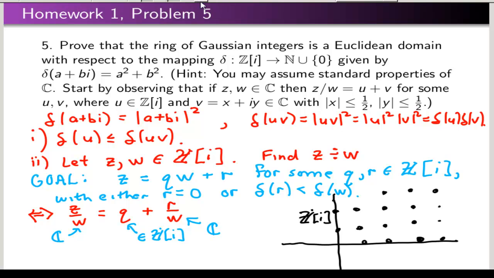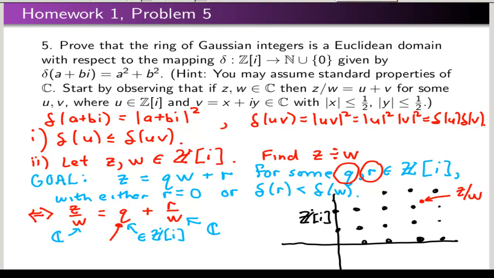And somewhere in this plane we have z over w, this complex number. So maybe it's right there. And your goal now is to produce q and r. Okay, so I want to say that this complex number z over w is some Gaussian integer q plus a small remainder part right here.